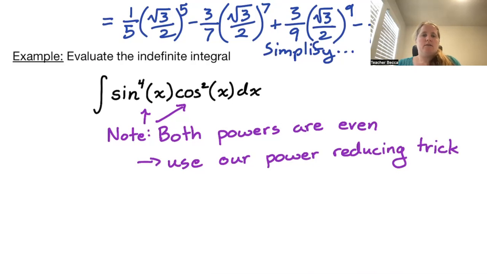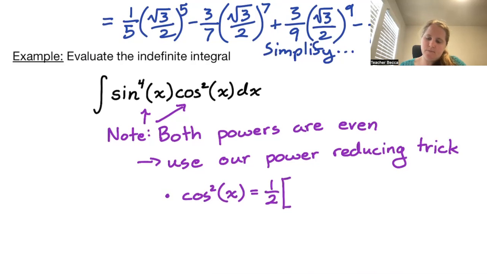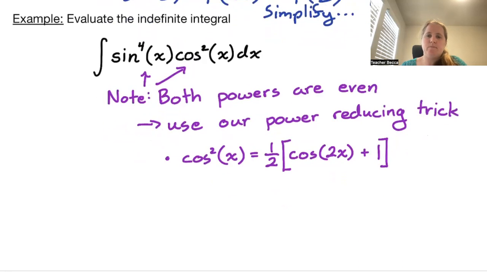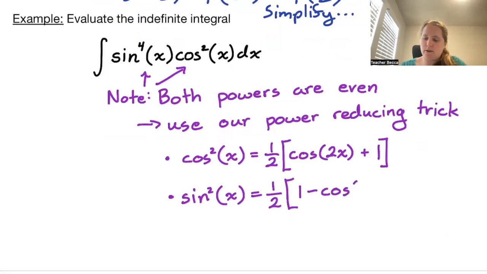So the power reducing trick that we have is that cosine squared of x is equal to 1/2 times cosine of 2x plus 1, and sine squared of x is equal to 1/2 of, in brackets, 1 minus cosine of 2x.